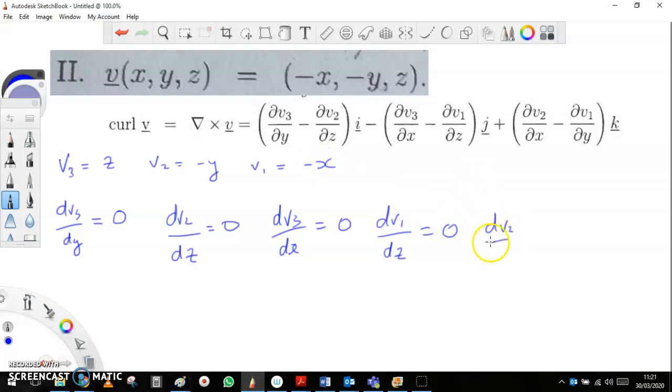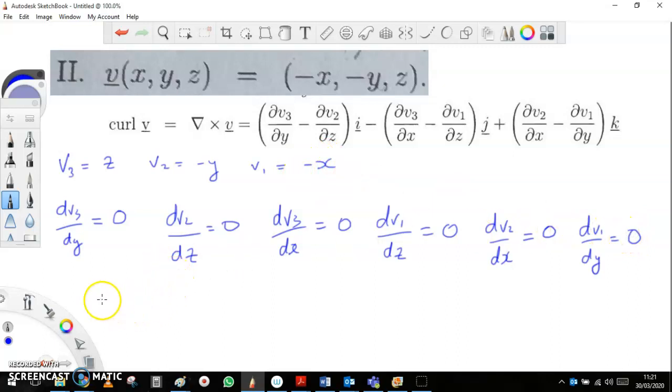dV2 dx, and there's V2, it's a minus Y is always there. With respect to X, there's no X, that's constant with respect to X, so that becomes 0. Then we have dV1 dy. V1 is minus X, differentiate minus X with respect to Y. This is constant, so we get 0.